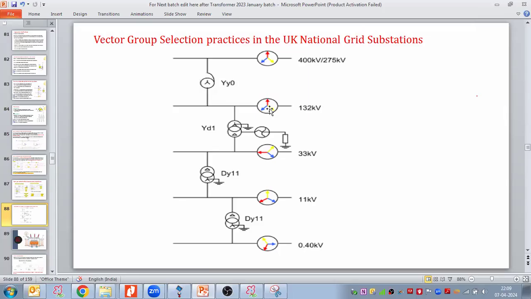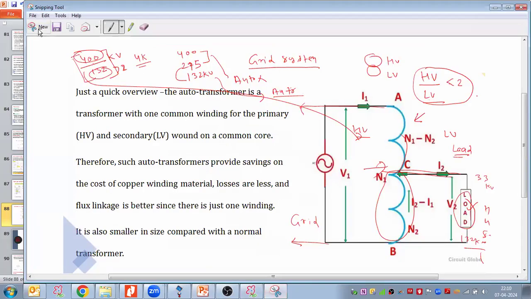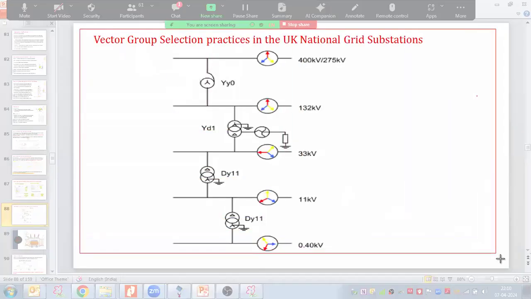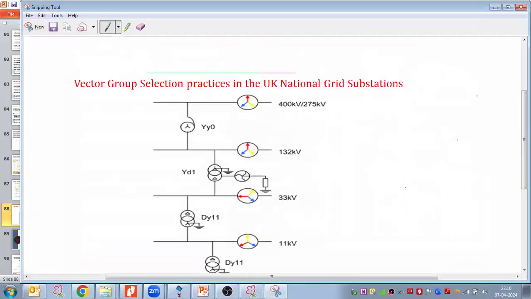Now they have another voltage level, 132 by 33 kV, and in that they take delta on the 33 kV side. This is their usual practice: delta on the 33 kV side. In our case, in India, what do we take? Delta on the HV side. So in India it is reverse. This is matching as per the Indian practice.